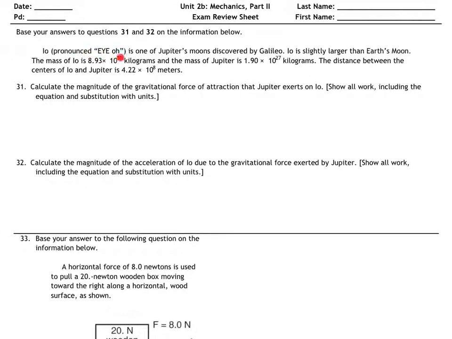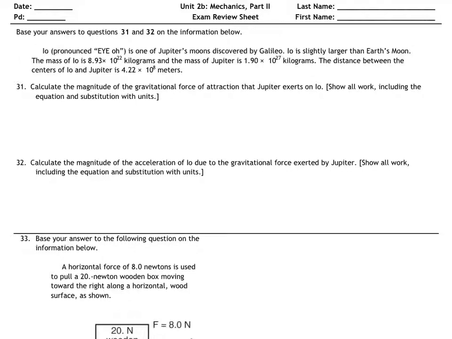Okay, so Io is one of Jupiter's moons, and Io is slightly larger than our own moon, and the mass of Io is 8.93 times 10 to the 22 kilograms, and the mass of Jupiter is 1.90 times 10 to the 27 kilograms. The distance between the center of Io and the center of Jupiter is 4.22 times 10 to the 8 meters. They give you all this data because it's not on your reference table.